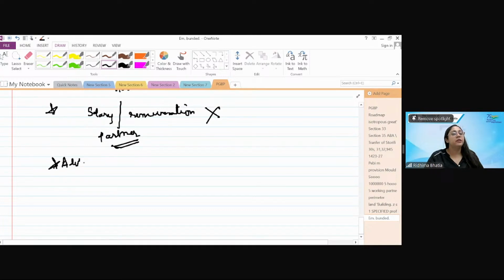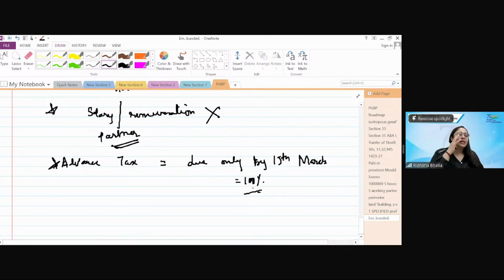Then, इसमें एक और benefit मिलता है when you are following 44AD and ADA. Generally, you have to deposit your advance tax in 4 installments. Here the only due date is 15th March. 15th March तक आपको सारा advance tax deposit करना है. That is 100% of your advance tax liability has to be deposited. Here you don't have to go every quarter determining 15, 45, 75 and so on. You just have to deposit the advance tax in one single installment, that is by 15th March.